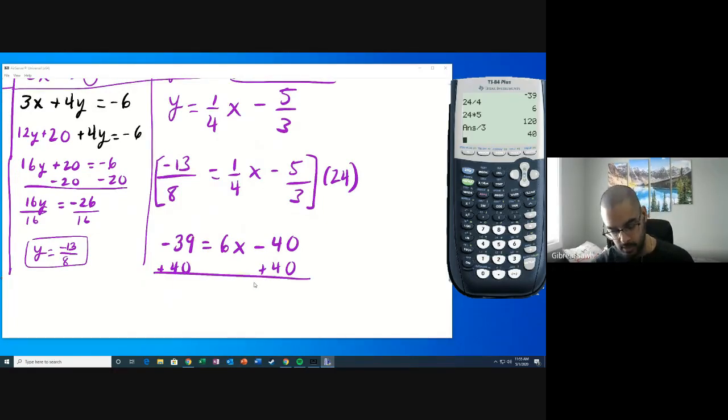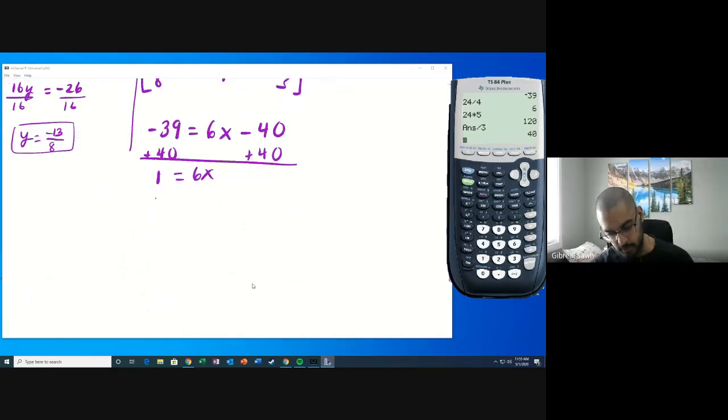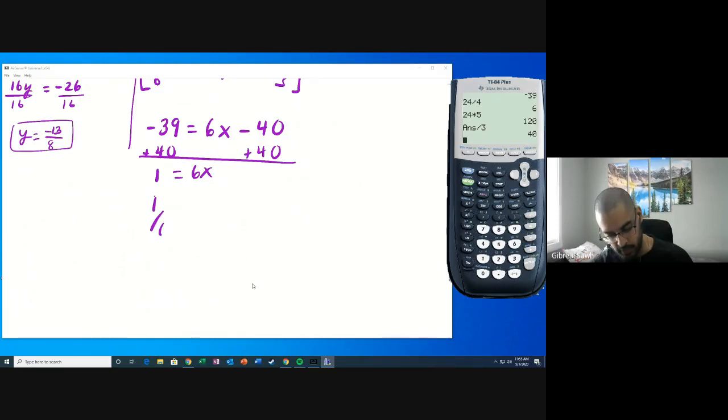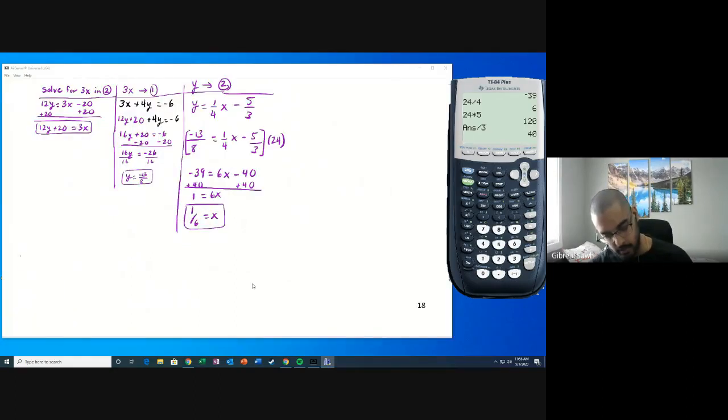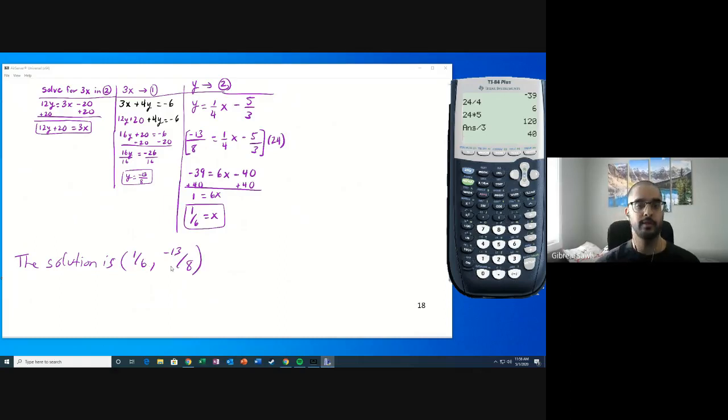Okay, that means that 1 is equal to 6x. So as a final number for x, 1 over 6 is equal to x. Okay, I've got my two numbers for x and y. So that means the solution is 1 over 6 and negative 13 over 8. There's my point of intersection. This is where these lines will cross. Now, it's not nice. It's decimal numbers. It's fractional, even negatives, but the solution is still correct.